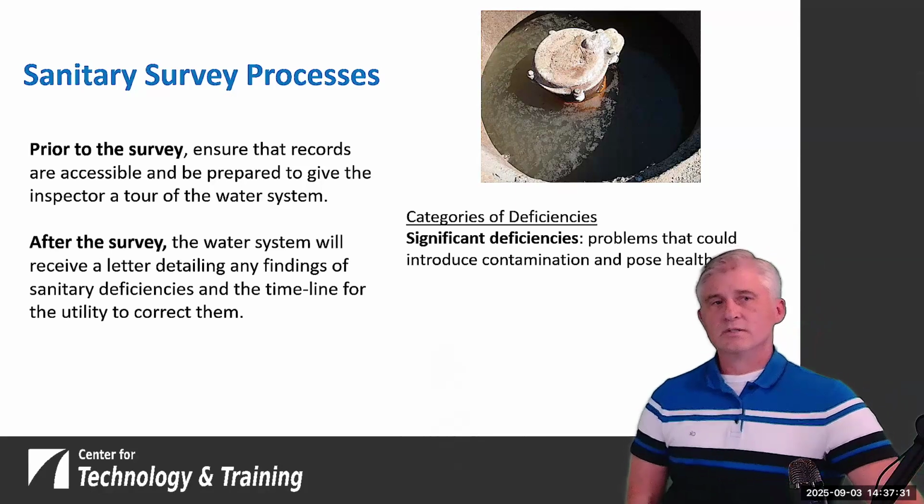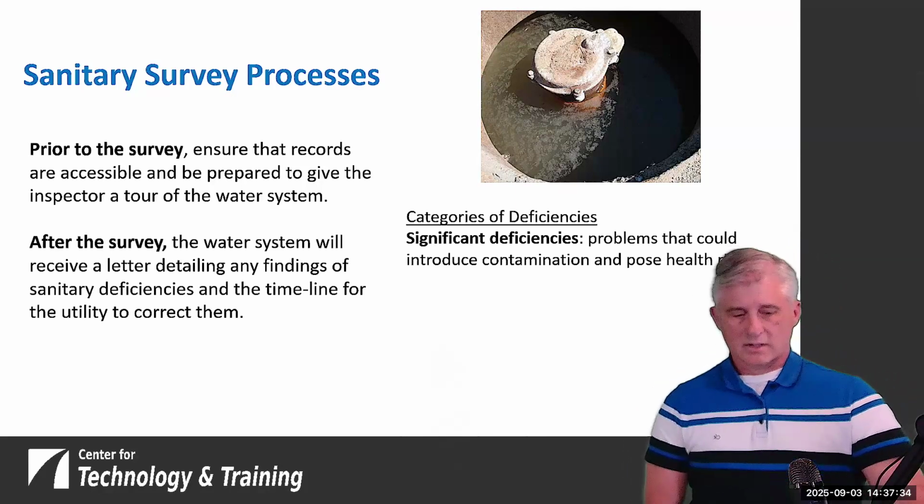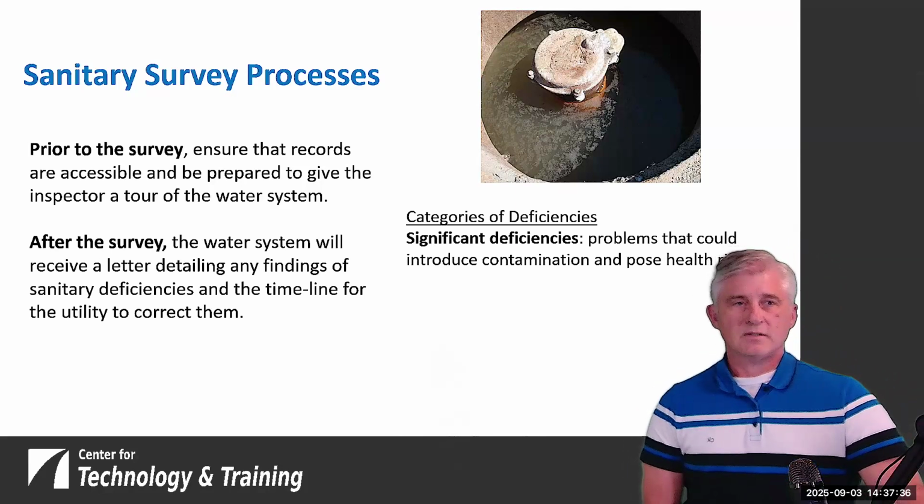There are 3 different categories of deficiencies. The most urgent and important are significant deficiencies, and those are things that could introduce contamination and potentially harm the public.